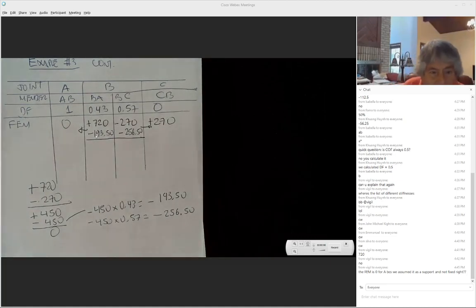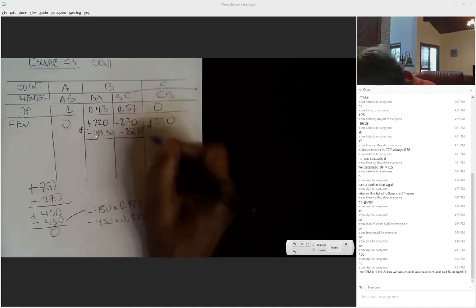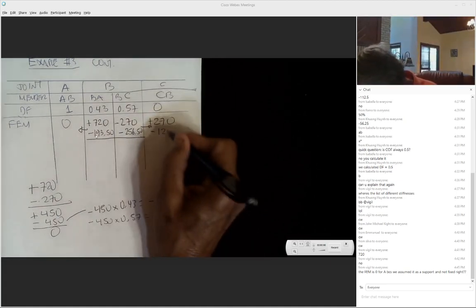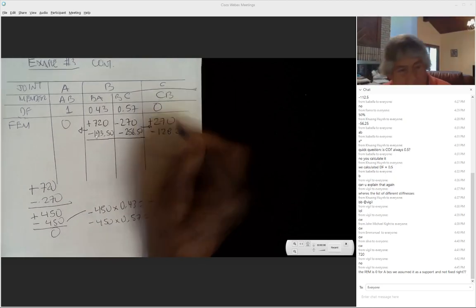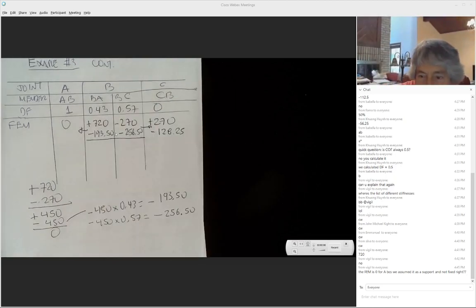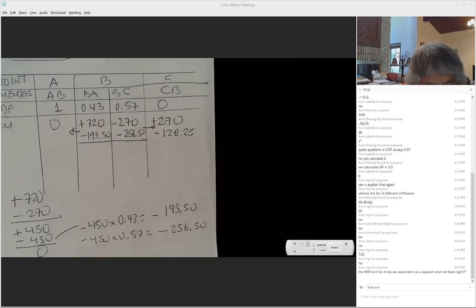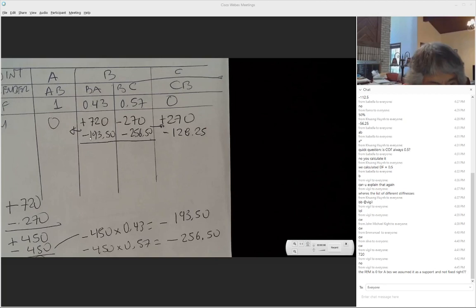The carryover factor will take 50% across, so this 50% is minus 128.25. Just a moment. Okay, let me finish it. So we distribute this. 50% goes. How much do I need to send to here? How much do I need to send to this one in here? Anybody?